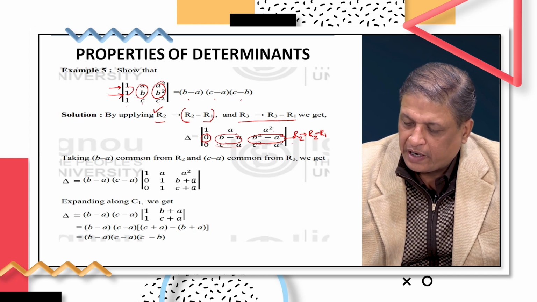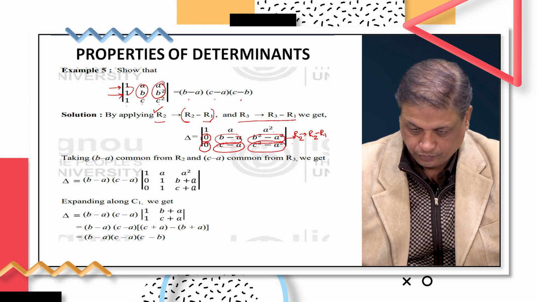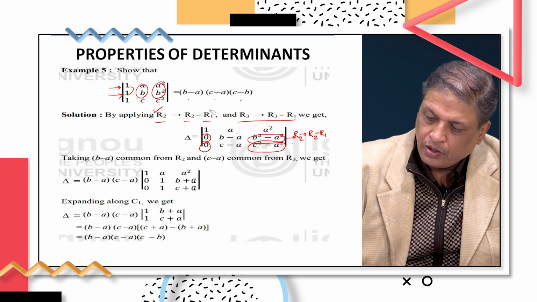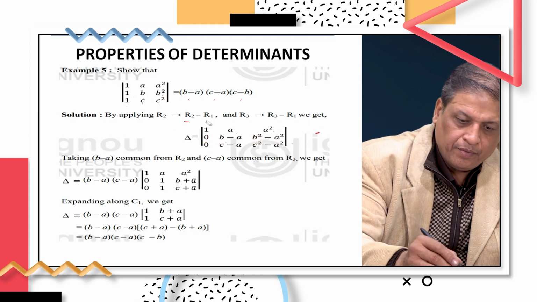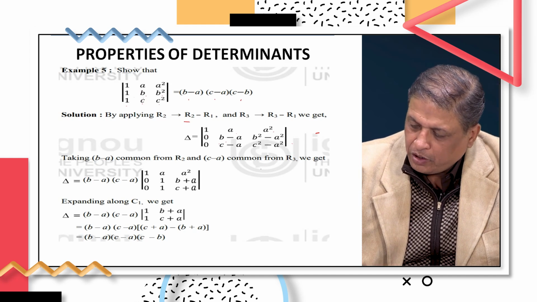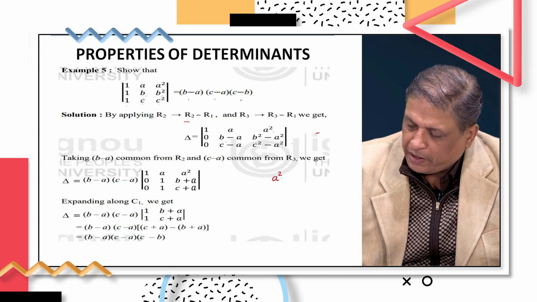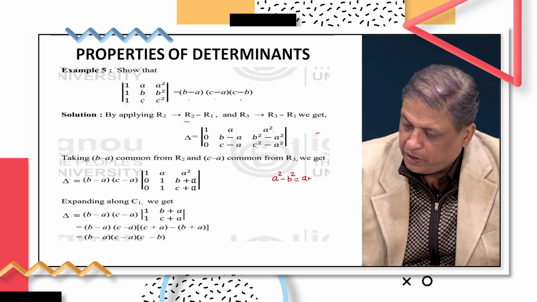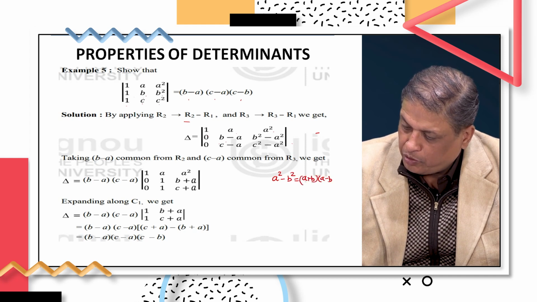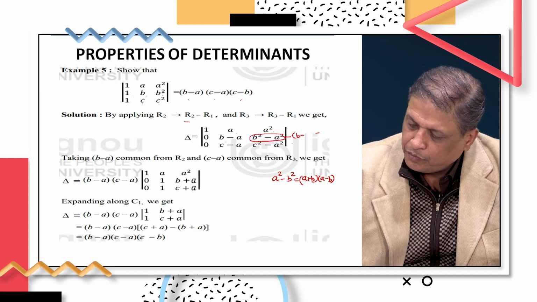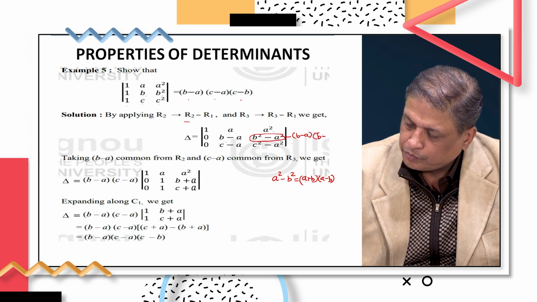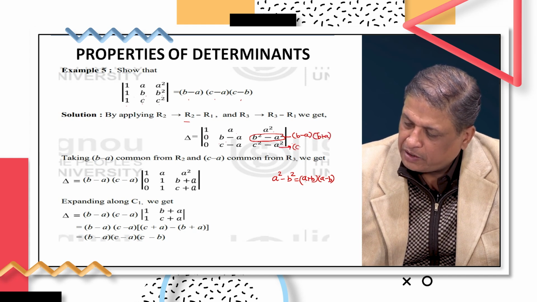on the same lines, we will get the new values 0, c minus a and c square minus a square. I hope this much is clear to you. Now we further solve this problem. If we say a square minus b square, then this is equal to a plus b into a minus b. This is a standard formula. So b square minus a square is equal to b minus a into b plus a. Similarly, this will be equal to c minus a into c plus a.